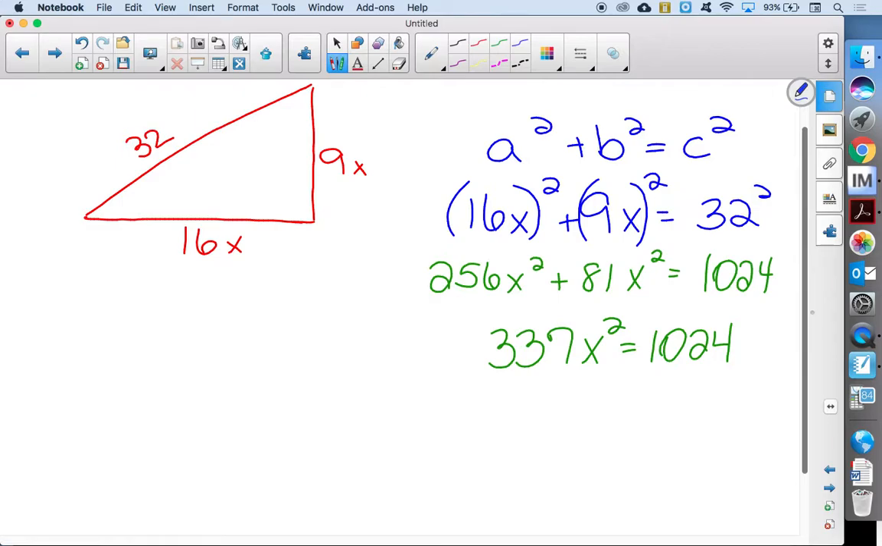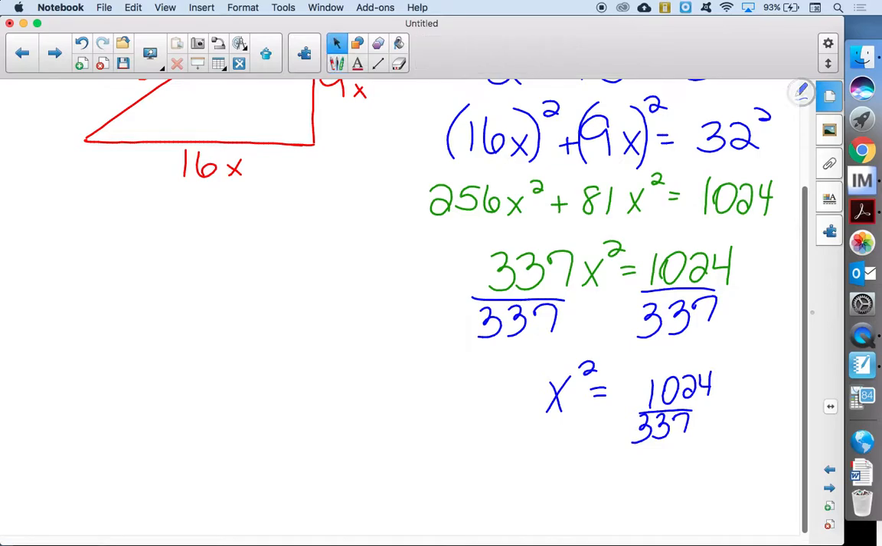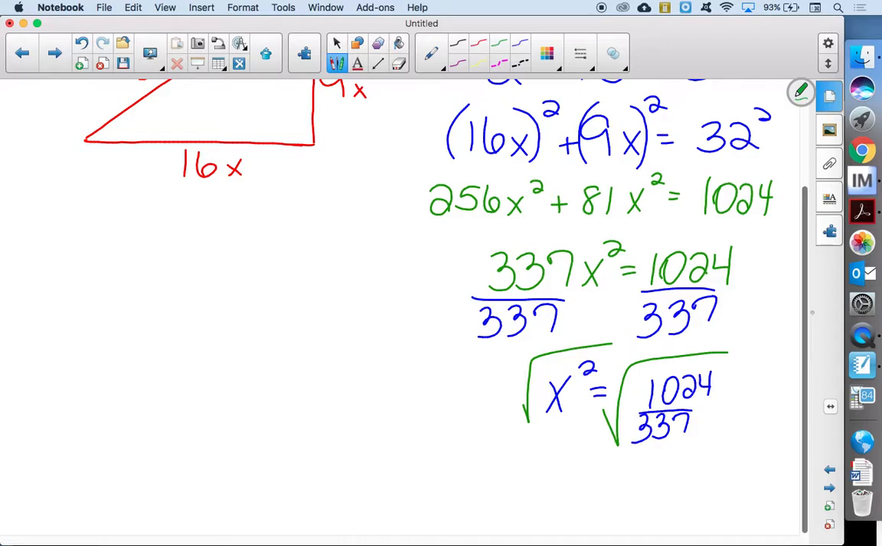When you're solving for x, you want to get it by itself, so we continue to divide. I know it gives you some kind of random decimal, 3.039. I'll just keep it like this for now. And then to get x by itself, we're taking the square root of both sides. Whatever number it gives you, you're taking the square root of 1024 divided by 337. Anybody have that number for x?